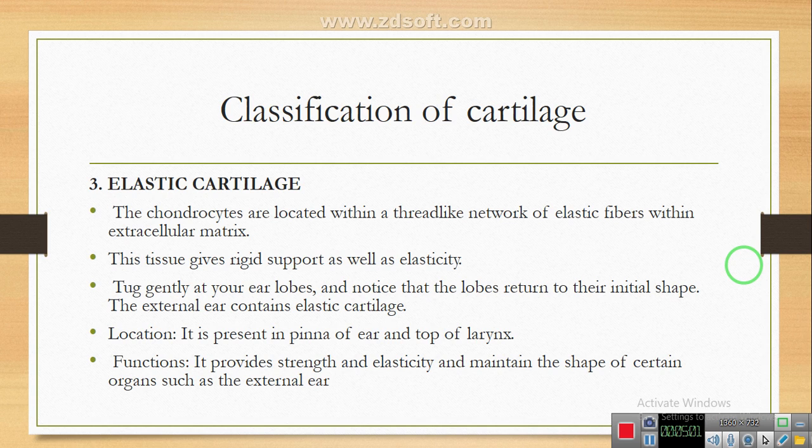The example of the elastic cartilage is that if you gently tug your earlobe, you will notice that the lobes will return to their initial position or shape. Basically, this happens due to the presence of the elastic cartilage. So it is located in the pinna of the ear and top of the larynx. And the function of the elastic cartilage is to provide strength and elasticity and maintain the shape of certain organs such as the external ear.